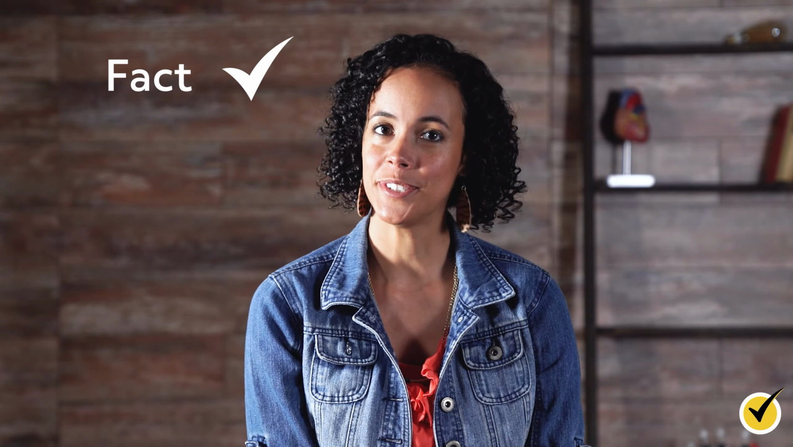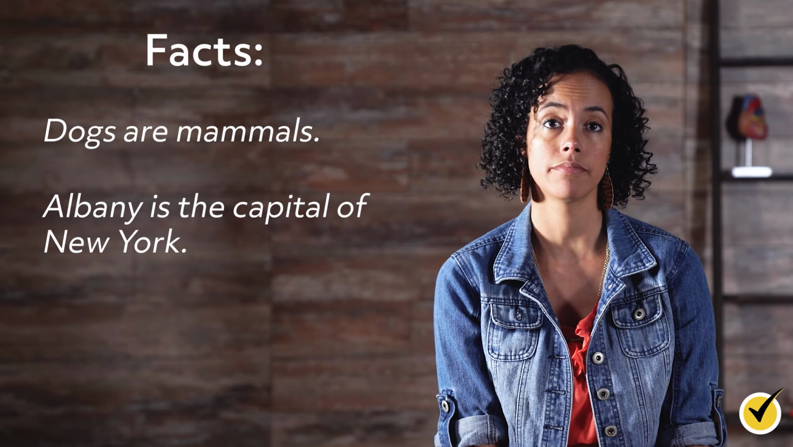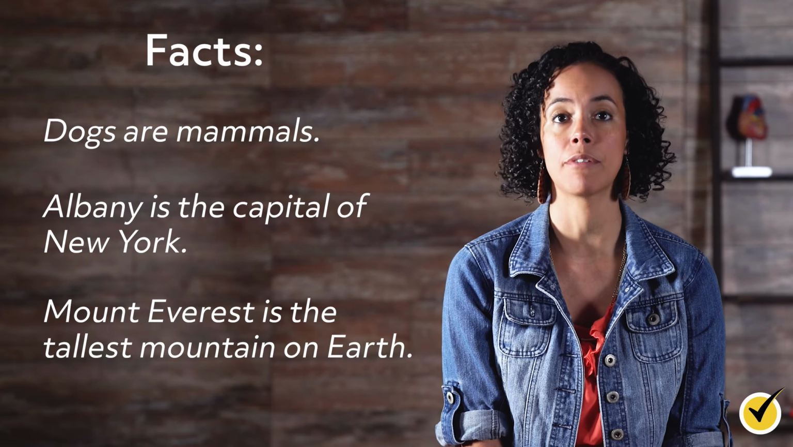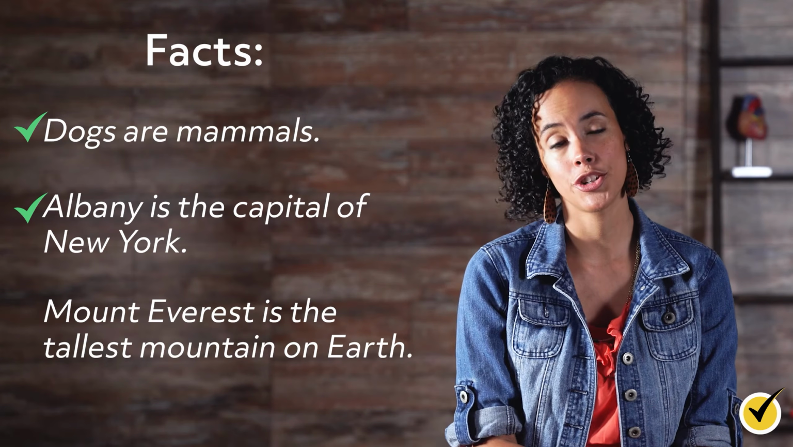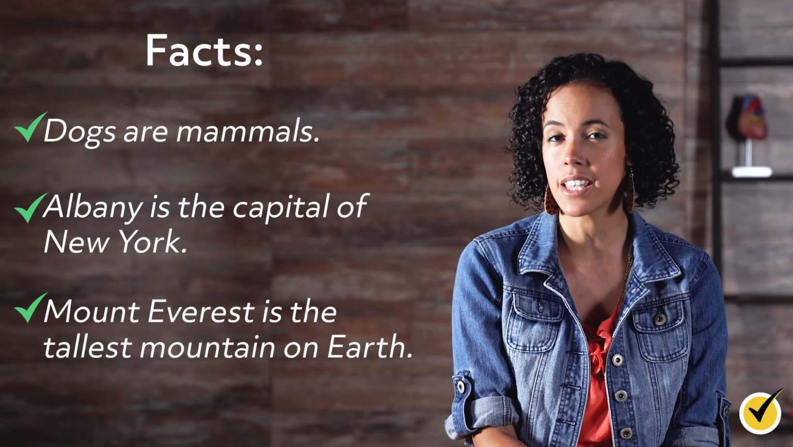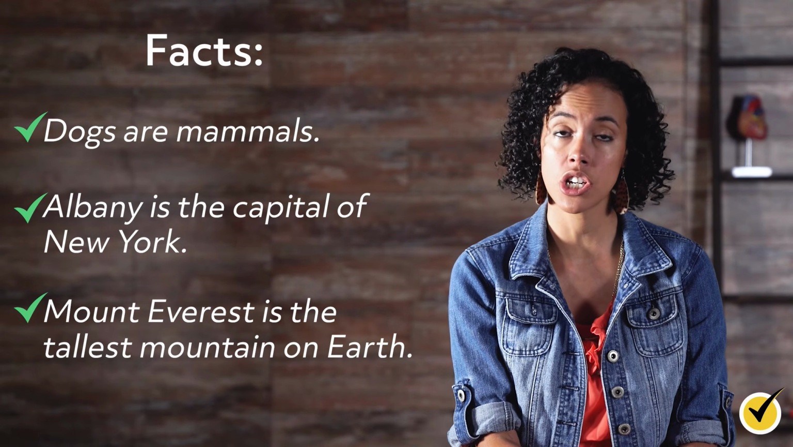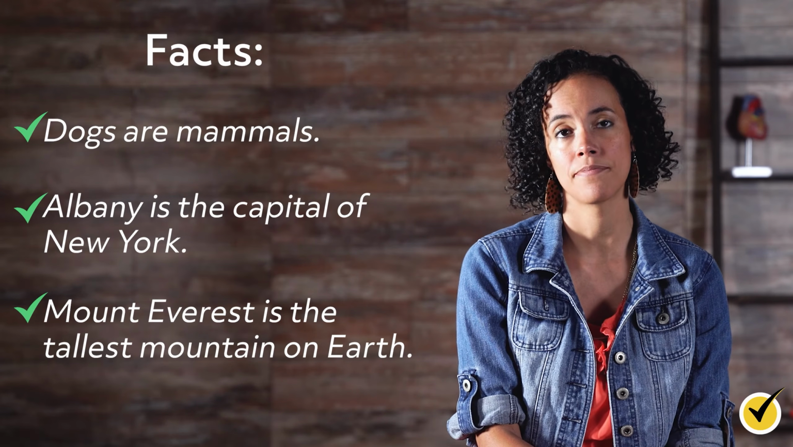Some examples include: dogs are mammals. Albany is the capital of New York. Mount Everest is the tallest mountain on Earth. Each of these statements is true. Furthermore, each statement is verifiable and not debatable, provided that definitions are agreed upon. Put simply, evidence exists that could potentially prove or disprove each claim.